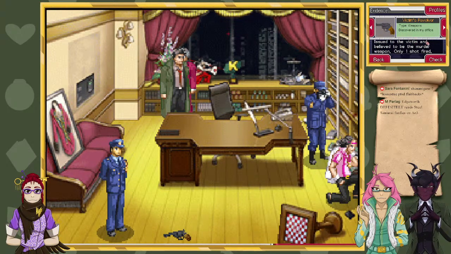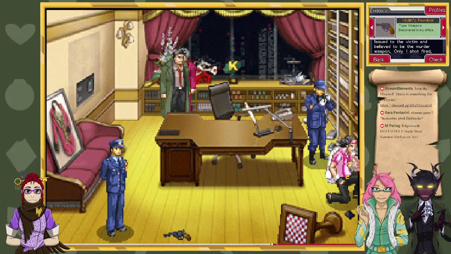Not a prosecutor issued to the victim. He is a prosecutor. Yeah, Pink bro, tennis man, is a prosecutor. Wait, it's going to be prosecutor versus prosecutor? Oh my god, that's never happened before.